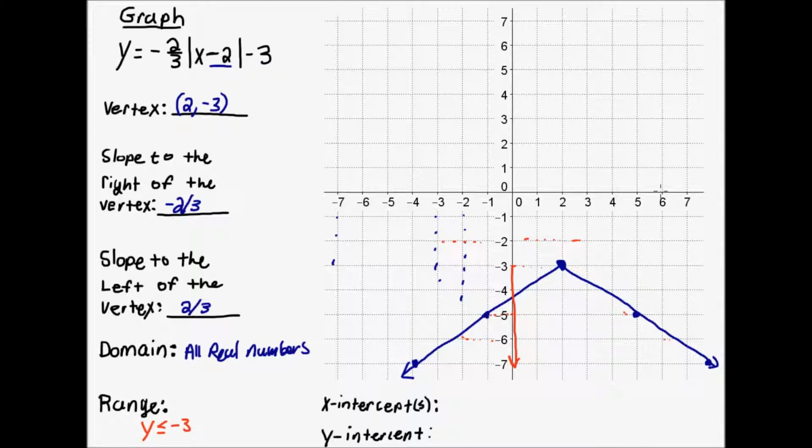Okay, the x-intercepts: this guy doesn't cross the x-axis, so there's not going to be an x-intercept for this graph. And the y-intercept, if you'll notice, is between negative 4 and negative 5. I can't pin that down exactly. I'm going to have to do some algebra to find the y-intercept, and we will do that in the next video when we find the y-intercept of this graph.